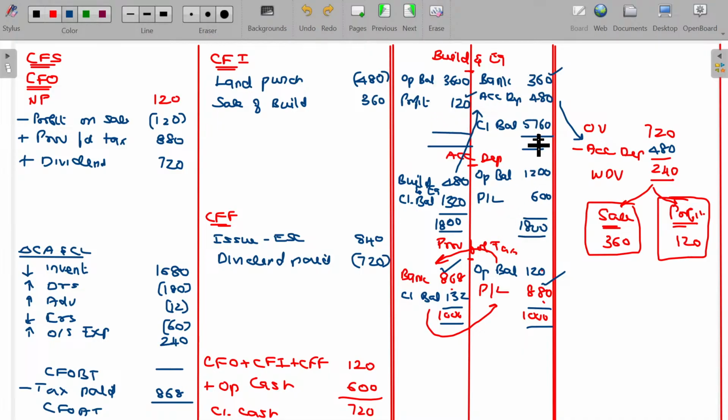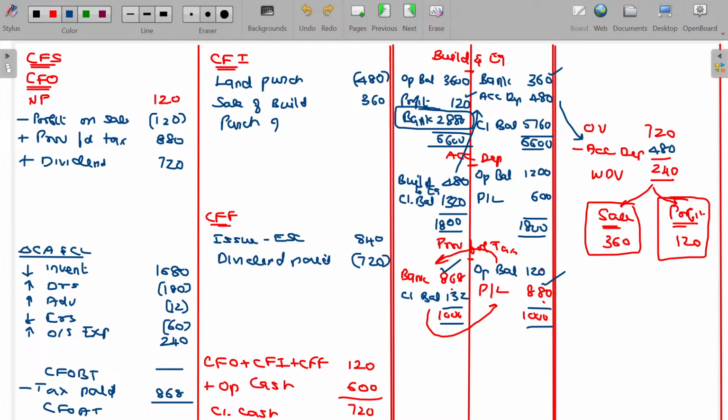Come on, finish up tallying this. What about the building and equipment? If I tally 6,600 and 2,880, I am getting the balance. Bank purchases. Building and equipment. So, purchase of building is an investing activity.